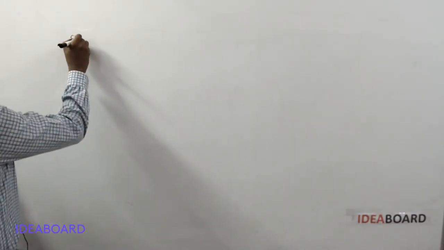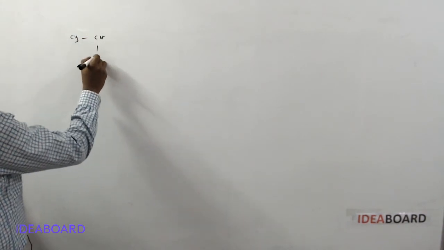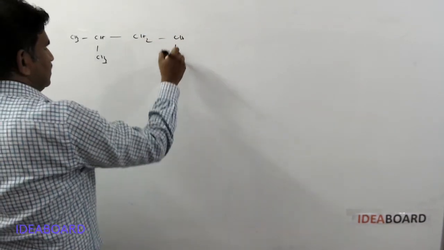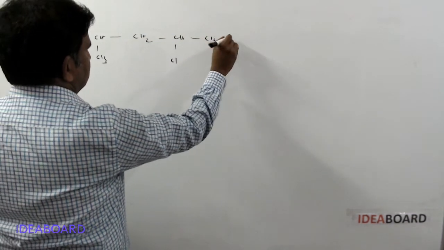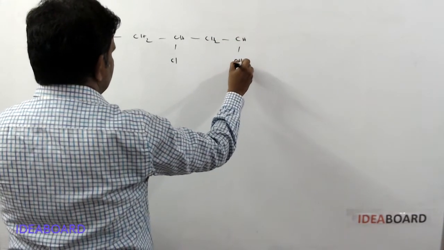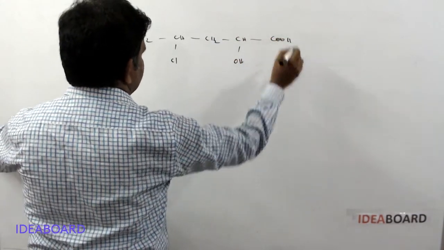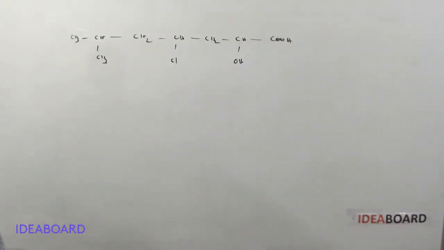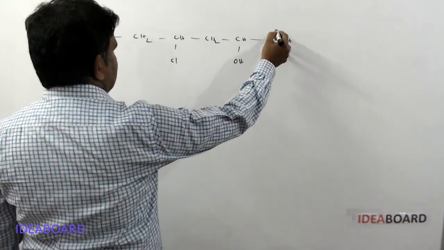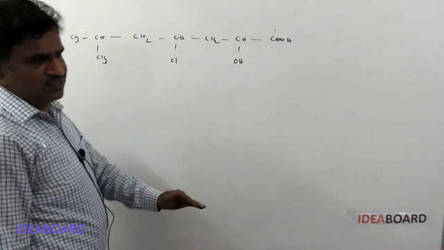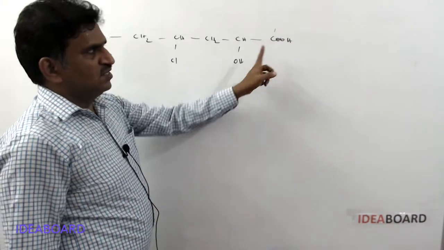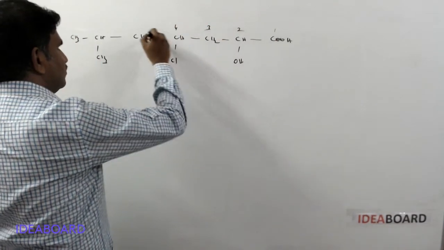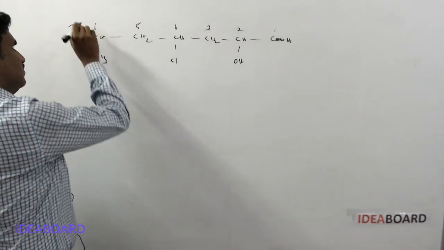Another example. Suppose CH3, CH2, CH chlorine, CH2, CHOH and COOH are present. In this we apply all the rules and write the IUPAC name. Here this is the first carbon. Why? As per the priority order of functional groups, there are 2 functional groups, and COOH gets the higher priority. So 1, 2, 3, 4, 5, 6, 7.